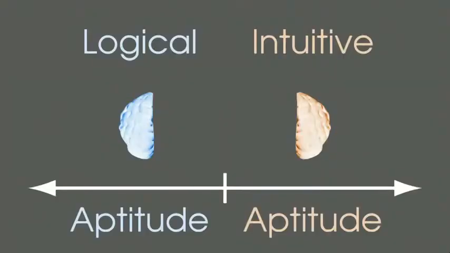So where would you put your brain on this scale? Some of us may have opted for one of these extremes. But I think for most people in the audience, your brain is something like this, with a high aptitude in both hemispheres at the same time. I mean, it's not like they're mutually exclusive or anything. You can be logical and intuitive.